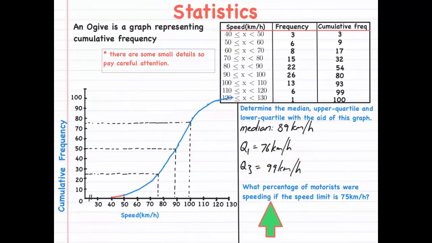Okay, now they ask you what percentage of motorists were speeding if the speed limit is 75 kilometers an hour.